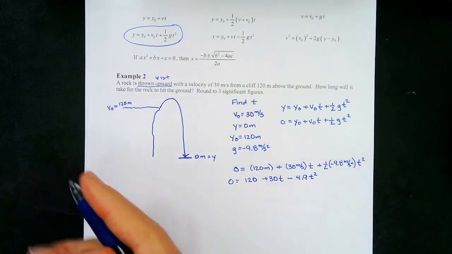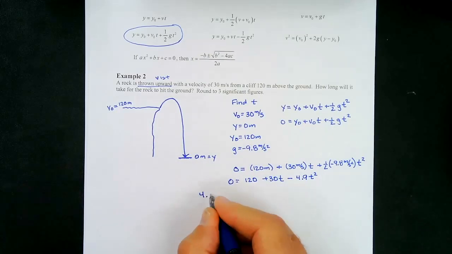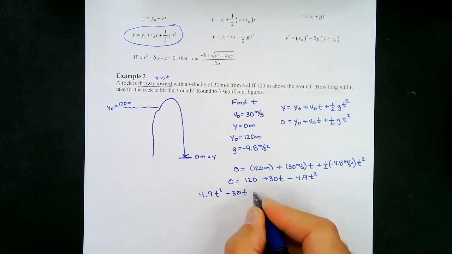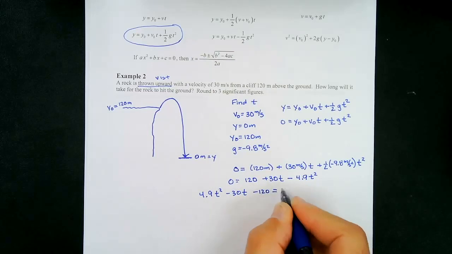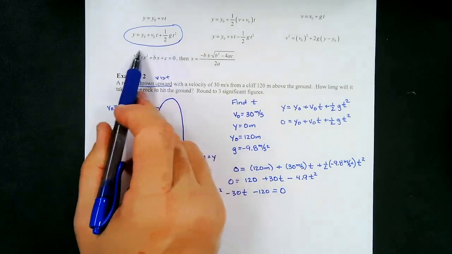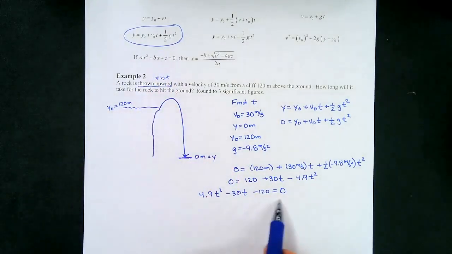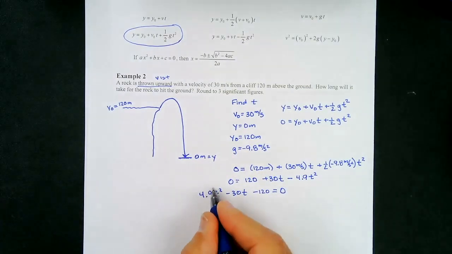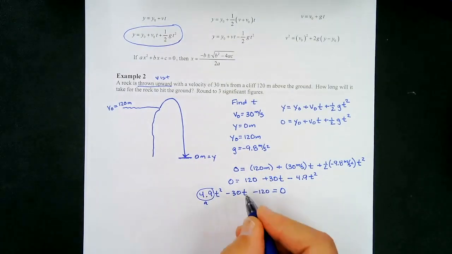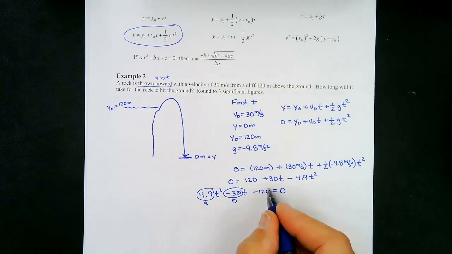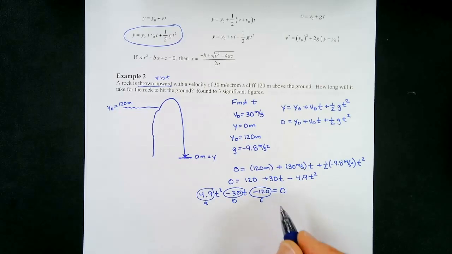So if we move everything to the other side, we get, and you wouldn't have to do this, okay? So we have 4.9 t squared minus 30t minus 120 equals 0. In this case, we have it in the form in which we can use the quadratic formula. So this is our a value. This is our b value. So it's going to be negative 30, and this one is going to be our c.